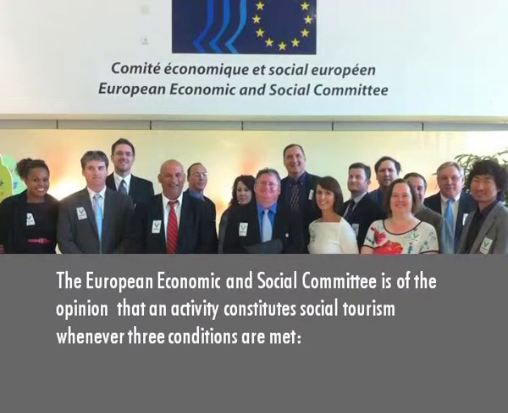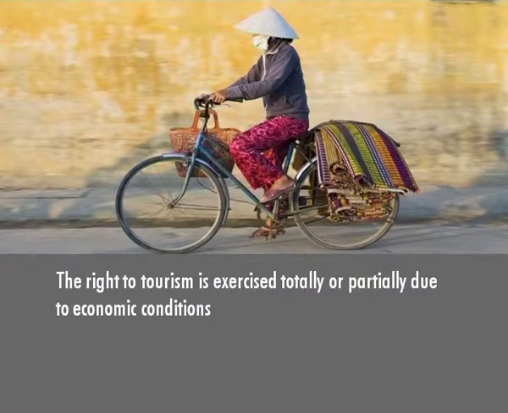More recently, in 2006, the European Economic and Social Committee declared in its opinion paper about social tourism in Europe that an activity constitutes social tourism whenever three conditions are met. Real-life circumstances are such that it is totally or partially impossible to fully exercise the right to tourism.